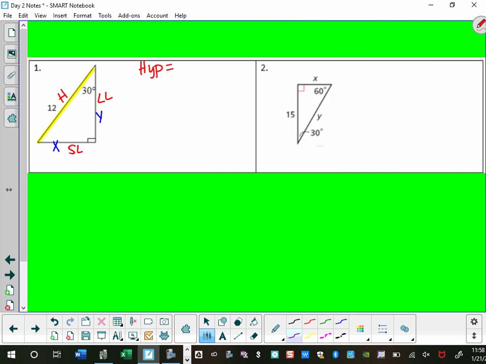For 30-60-90, what is my equation for the hypotenuse? Hypotenuse equals 2 times the short leg. Don't write too big, because we're going to have 2 equations here. So this is my equation for 30-60-90 of the hypotenuse. My hypotenuse, they told us, was 12, is equal to 2 times, what's my short leg?